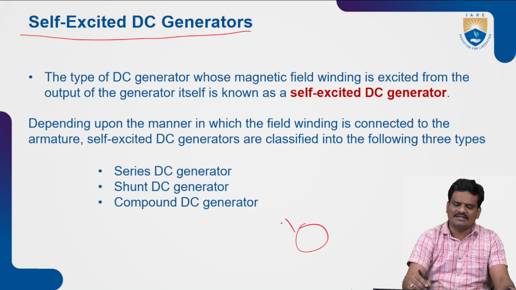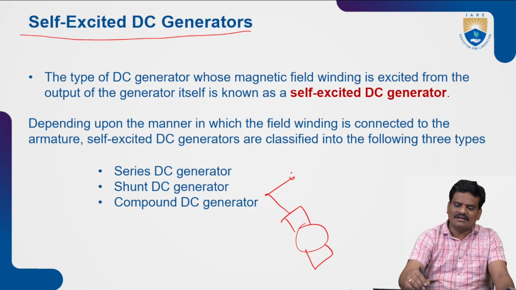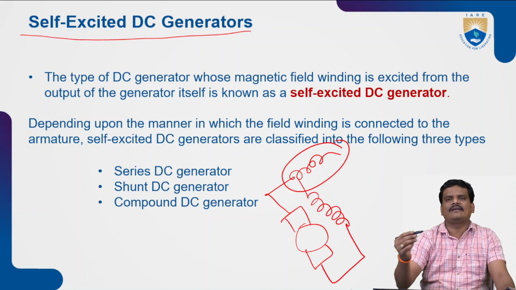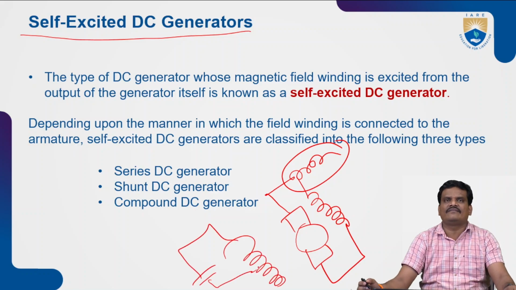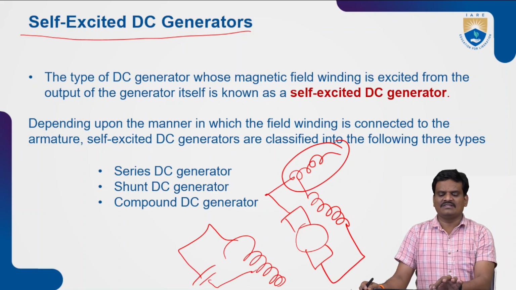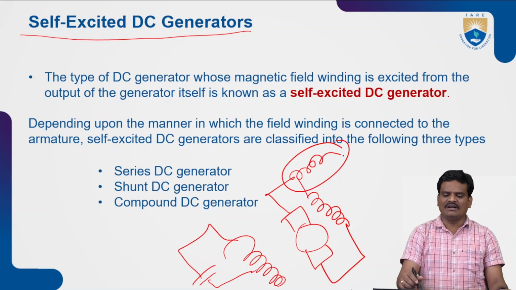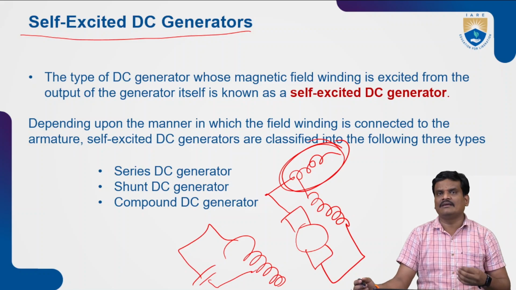Suppose this is my generator. The output of this generator is used to excite this field winding, whether it is connected in series or in parallel. There is no need to connect an external source like a battery, as in a separately excited DC generator. The output of the DC generator, in the form of EMF, can be utilized to excite the field winding. Either the field winding may be connected in series or in parallel.